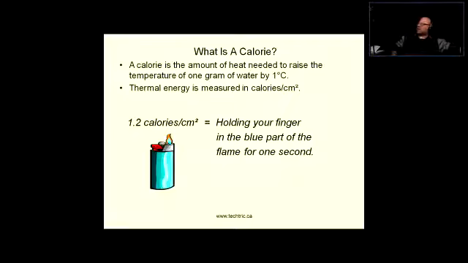Now, what's a calorie? A calorie is the amount of heat needed to raise the temperature of 1 gram of water by 1 degree Celsius. It's thermal energy, measured in calories per centimeter squared. How can we get 1 calorie? 1.2 calories per centimeter squared: if you hold your finger in the blue part of the flame for 1 second, you're going to get 1.2 calories per centimeter squared. So we can put some imagination to that.